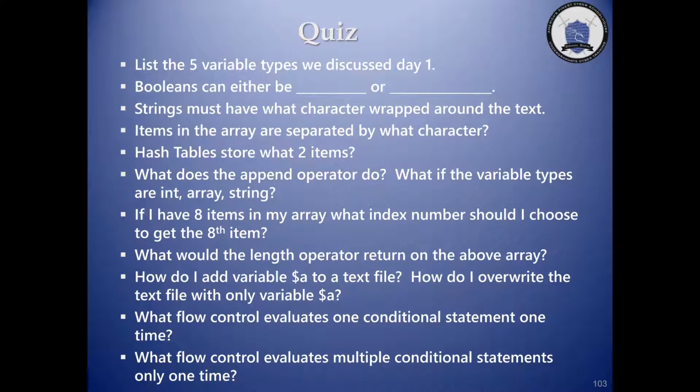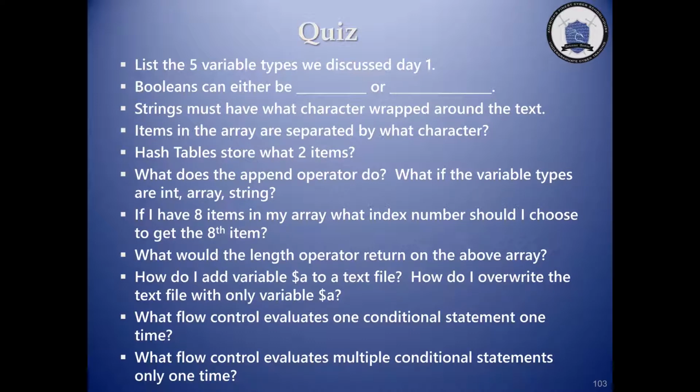Next question, what does the append operator do if the variable types are an integer, array, and string? So the append operator just adds to the end of. If it's an integer, it adds it to the number. So for example, if my integer is 5 and I do plus equals 3, that would make it 8. If it's an array, it adds it to the end as an extra additional item. If it's a string, it concatenates it. So if I do strong is my original string and I do plus equals ER, that would be stronger.